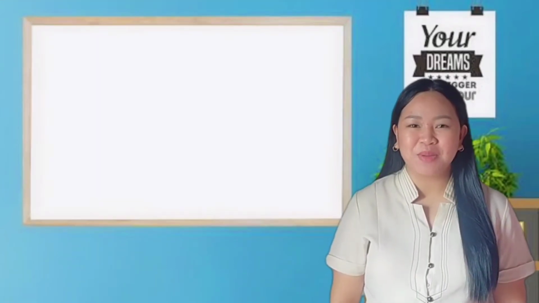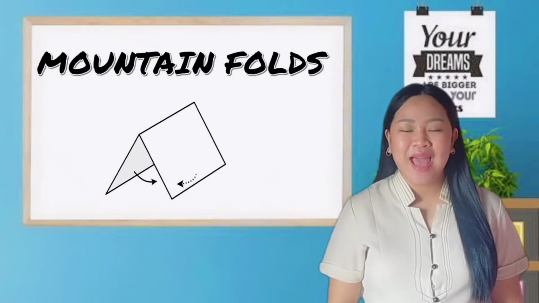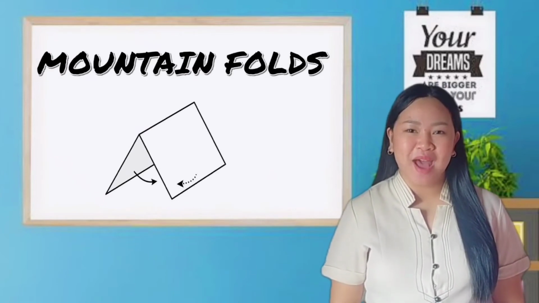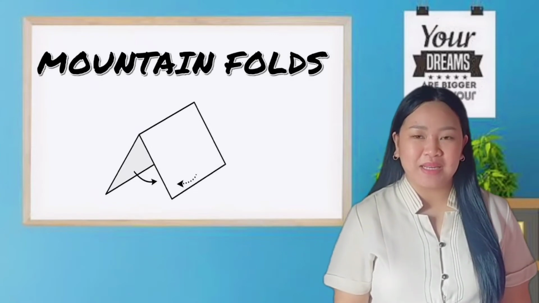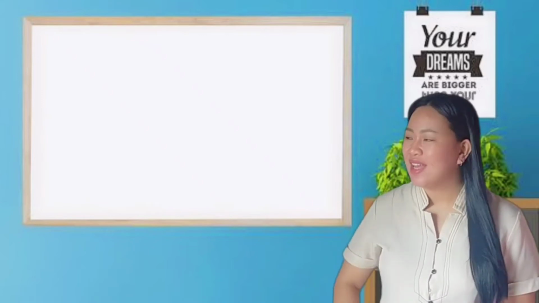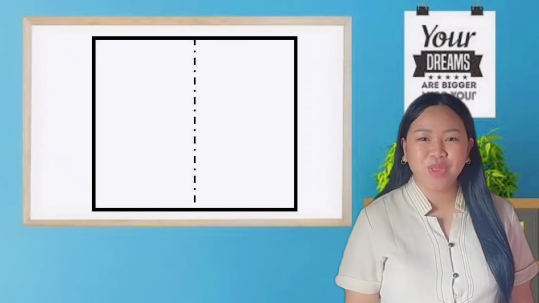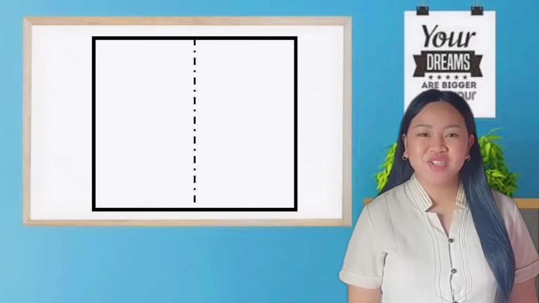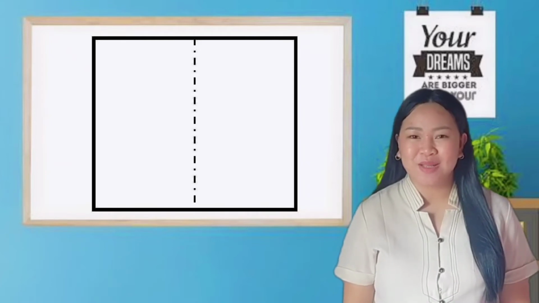Next one is mountain folds. Mountain fold has a side that slopes down from the center fold. It is the opposite of valley folds. It is indicated by a dashed line and dotted line. Sometimes one dot or two dots. The dash and dotted lines indicate location of crease to be made.